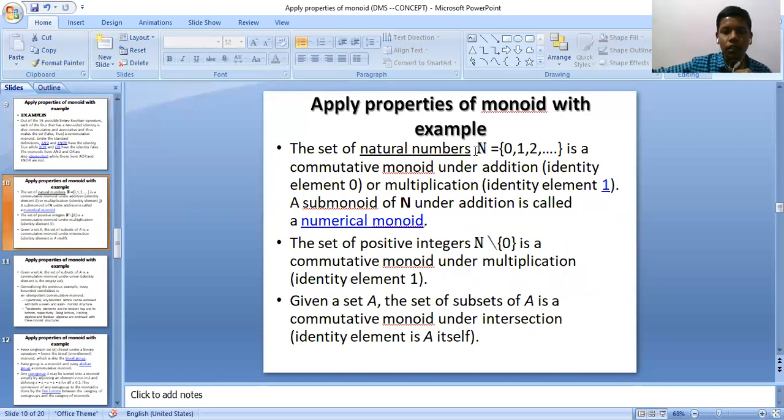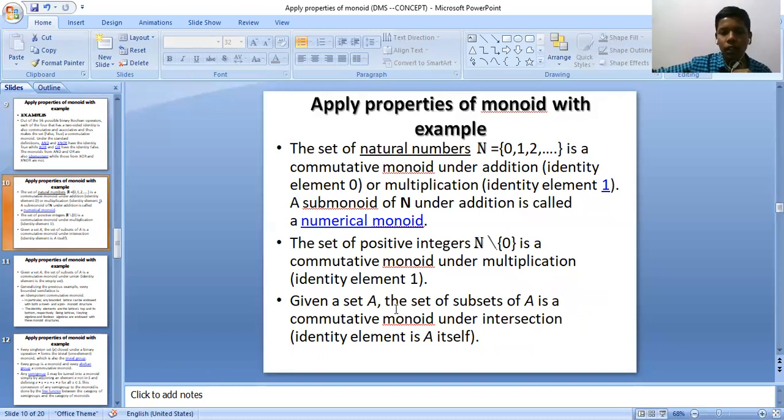The set of natural numbers N equals {0, 1, 2, and so on} is a commutative monoid under addition, with identity element 0, or under multiplication, with identity element 1. A submonoid of N under addition is called a numerical monoid. The set of positive integers N minus {0} is a commutative monoid under multiplication, with identity element 1.